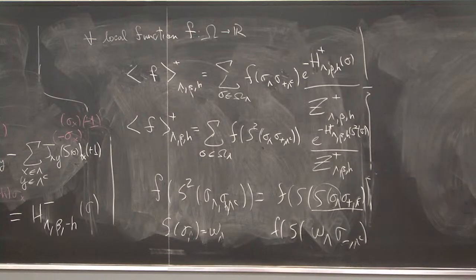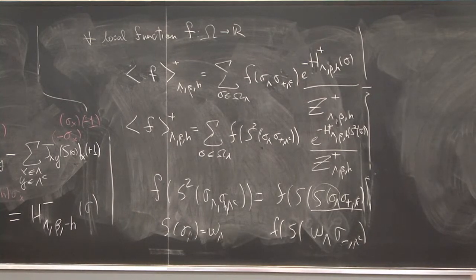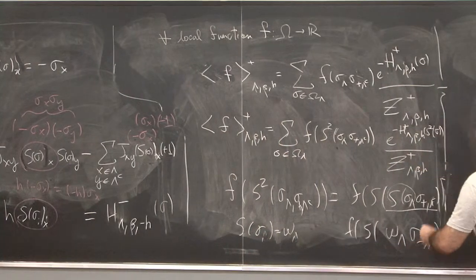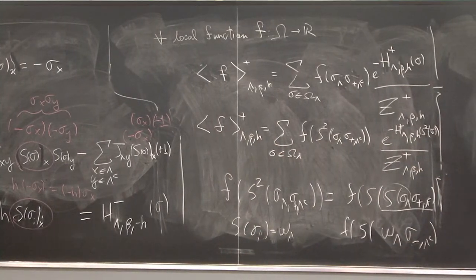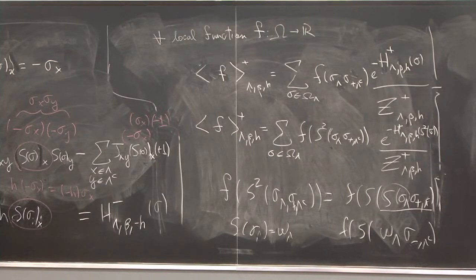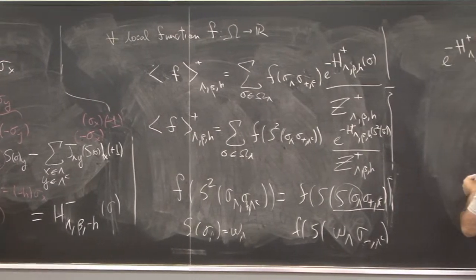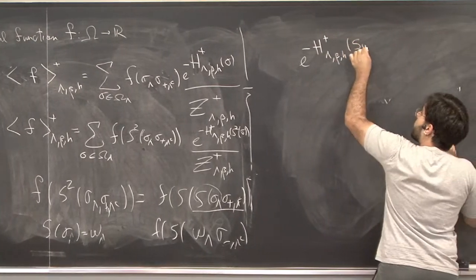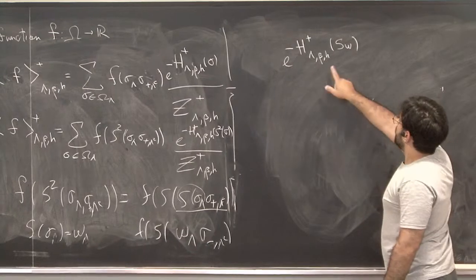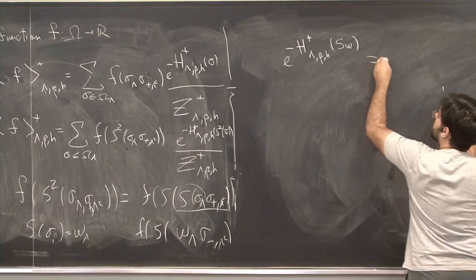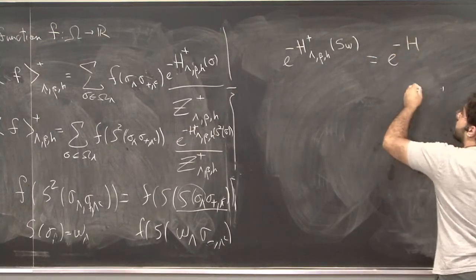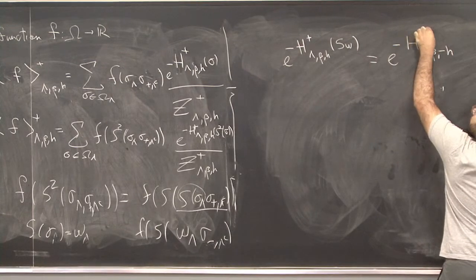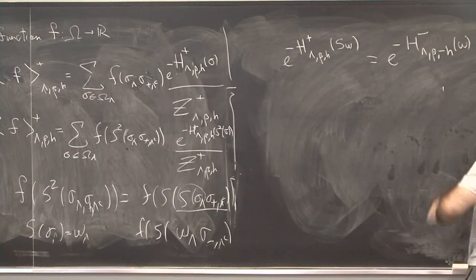This holds also for the Gibbs weight term. And since I wrote something like this, then the exponential of minus H Lambda beta, h, as omega, okay? So this will be just minus h, the sum of Lambda beta minus h minus the boundary condition calculated at omega.